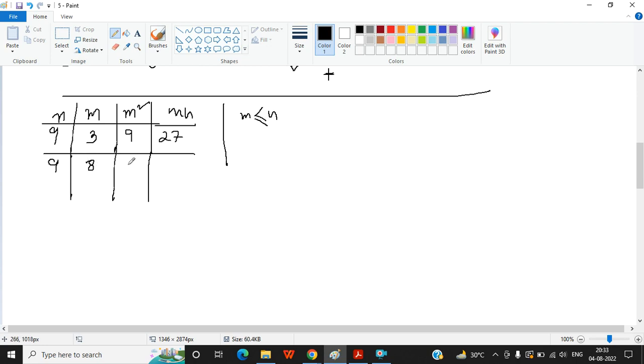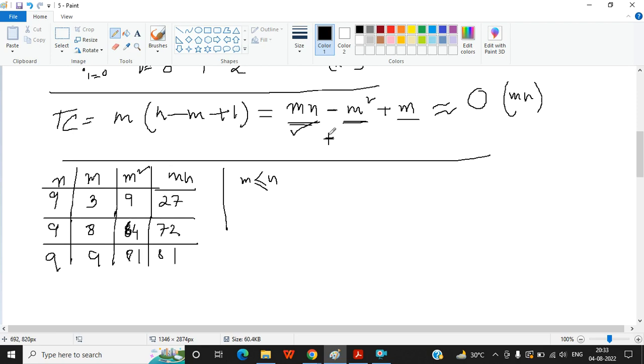Take some other example. Suppose n is 9 and the search string is 8. So m square is 64 and mn will be 72. So here also we are taking the maximum. If both are 9, here it will be 81 and 81. So in all cases you see that m square is less than or equal to mn. So even if it is a plus sign, we have to take this one, the product of m and n.